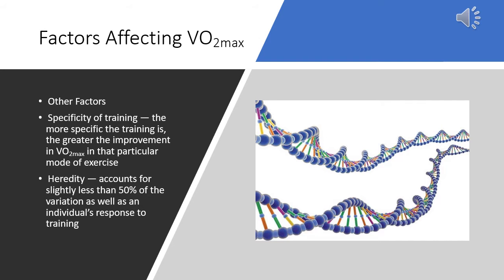And then we also have heredity. So the genetics that they inherit from their parents can account for slightly less than 50% of that variation in their training responses. So that doesn't mean that it is completely predetermined by the genetics, but it does mean that they will hit essentially a genetic cap in their VO2 max adaptability once they hit a certain level.